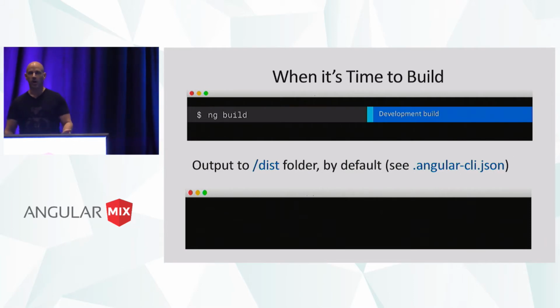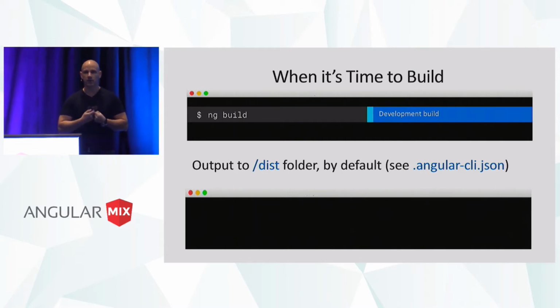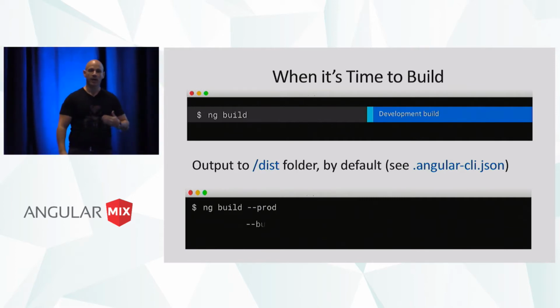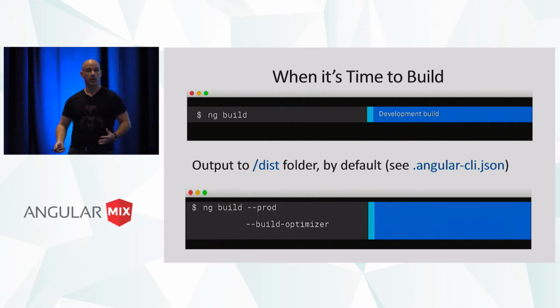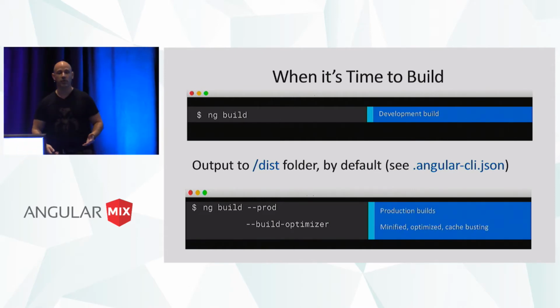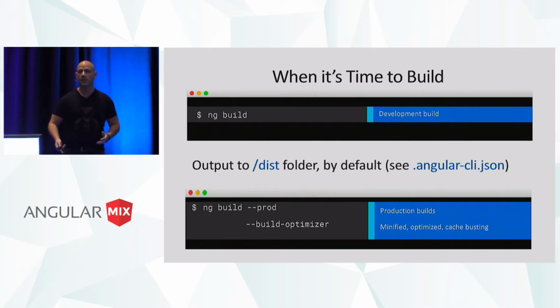But when we're done, it puts it in a dist folder, and we go to production. We don't build for the developers. I know that's shocking, but we don't write code for other developers. We write code for an end-user experience. And for end users, it's a different scenario. In that case, we want to build for production. We want to optimize our builds. We use flags like prod and build optimizer.